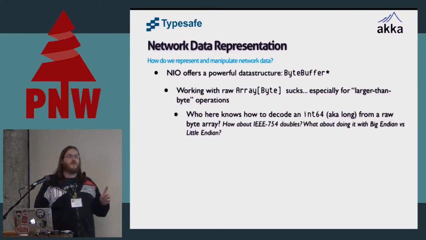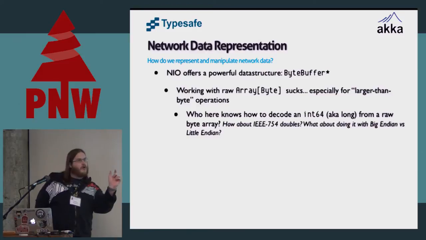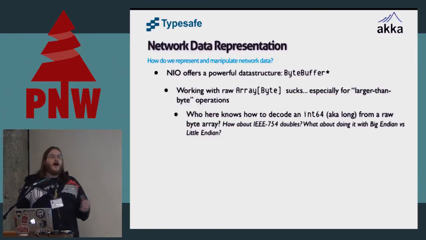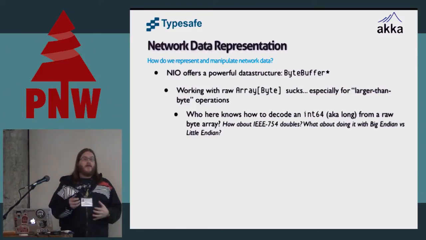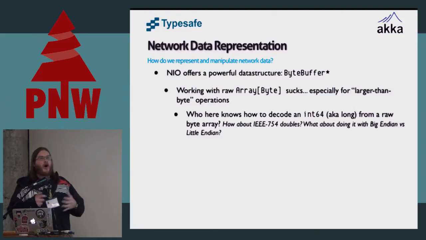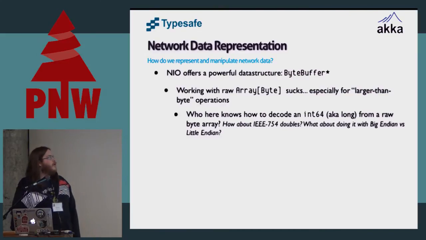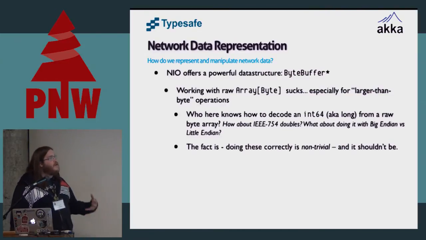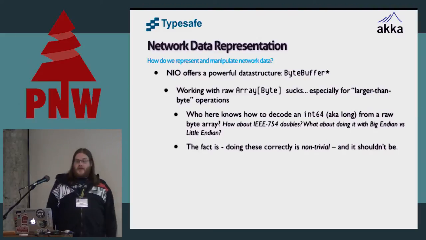Because this is complex too, because you have to read doubles, I believe, you have to read part in one order, and then another part in another order. And these are esoteric and painful. The Mongo Java driver actually does all of this by hand and it was really painful because they weren't using NIO. So the fact is that doing these is non-trivial, and it should be.